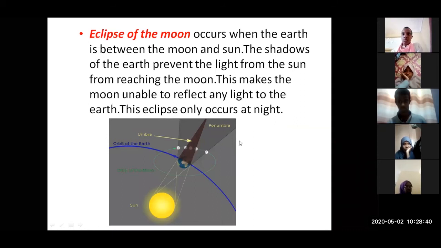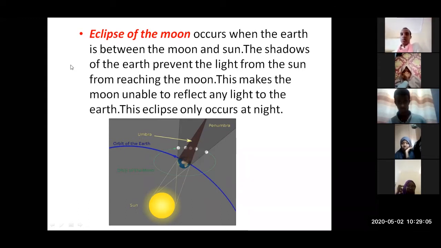Observe this. So that was the eclipse of the sun. The moon is in between the sun and the earth. And remember, the earth revolves around the sun and the moon revolves around the earth. So don't confuse and say the moon rotates around the sun. No, the moon rotates around the earth and the earth rotates or revolves around the sun.